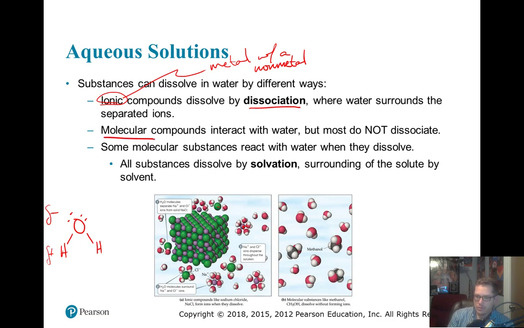Molecular compounds interact with water but do not dissociate. Some do dissociate, like those that are extremely acidic, but for the most part they don't dissociate. When a molecular substance dissolves in water, we just call that dissolving. Anytime anything dissolves, we call it solvation. So this act of the chlorine and the sodium being surrounded by the water molecules, that's called solvation. And same thing here with these methanols being surrounded by the water, they're being solvated.